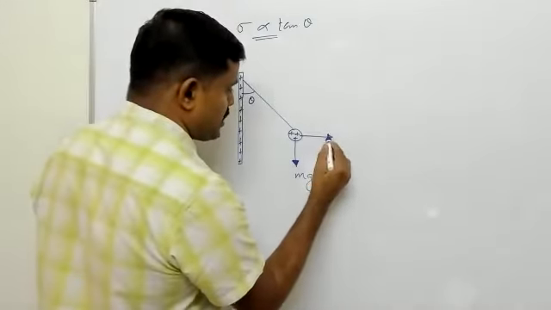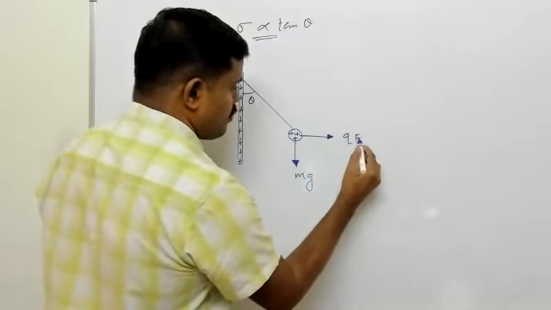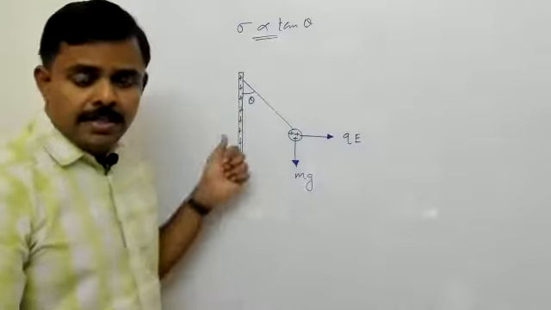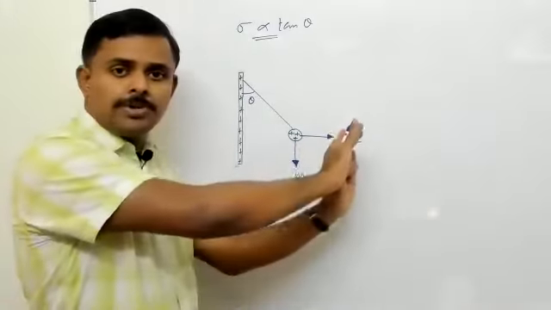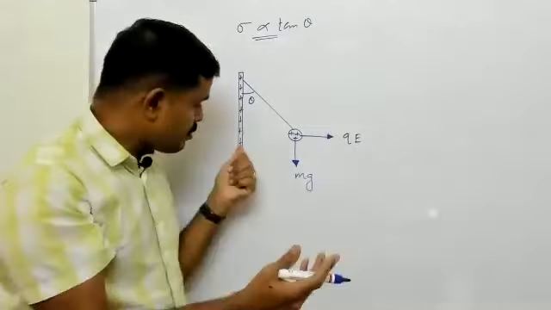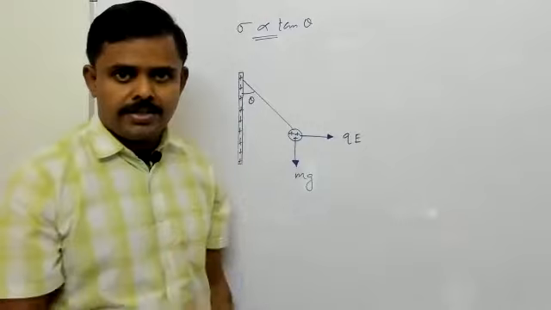Then what? Electrostatic force to the right. Somebody is pushing it to the right. How do we know it is pushed to the right? It is making an angle, so obviously somebody must be pushing. Who is pushing? This plus is repelling plus to the right. Electrostatic force is QE. We learned this already.